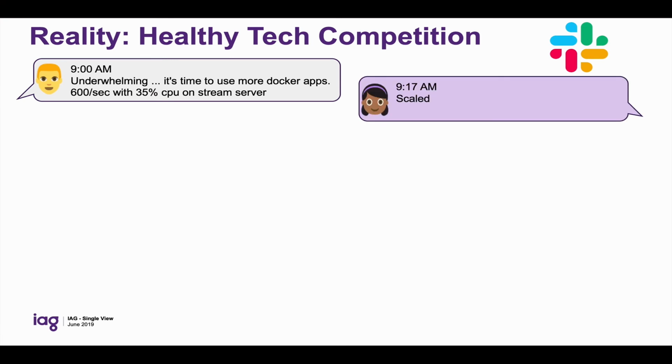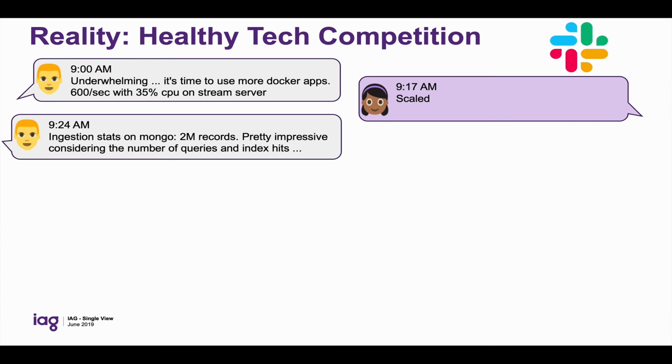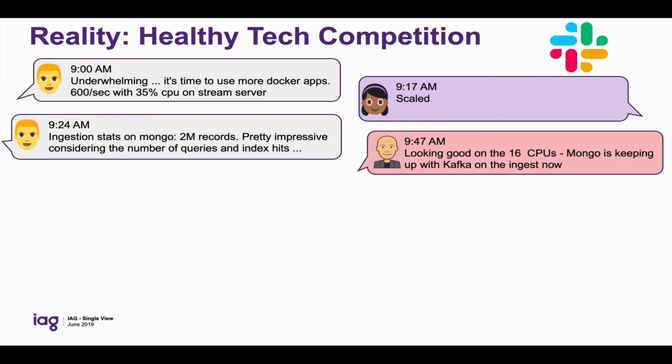Platform engineering, scale it instantaneously with a click. Here you can see our ingestion stats. Okay, it's getting a bit better, to 2 million records. Pretty impressive considering the number of queries and index hits. Looking good on the 16 CPUs. Mongo is keeping up with Kafka on the ingestion side now.